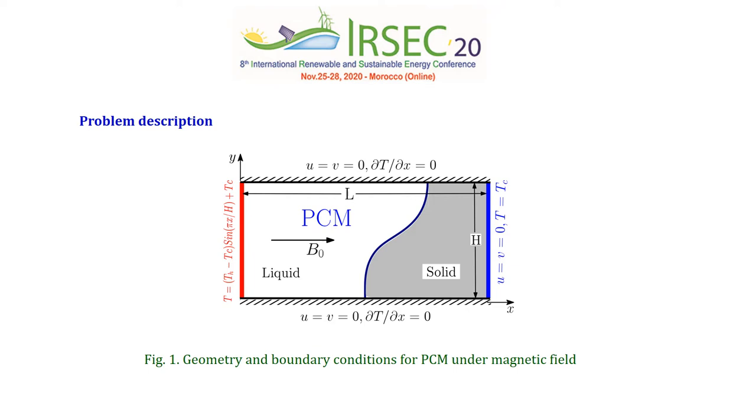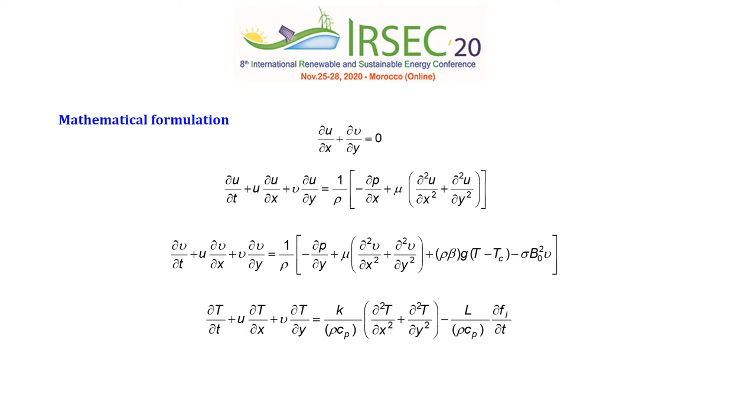A fluctuating temperature is considered. The right wall is at constant temperature, whereas the bottom and top walls are supposed to be isolated. The governing equations for natural convection coupled with melting of the phase change material, with the assumption of a Newtonian and incompressible fluid and regarding the Boussinesq approximation, can be expressed by the following equations.